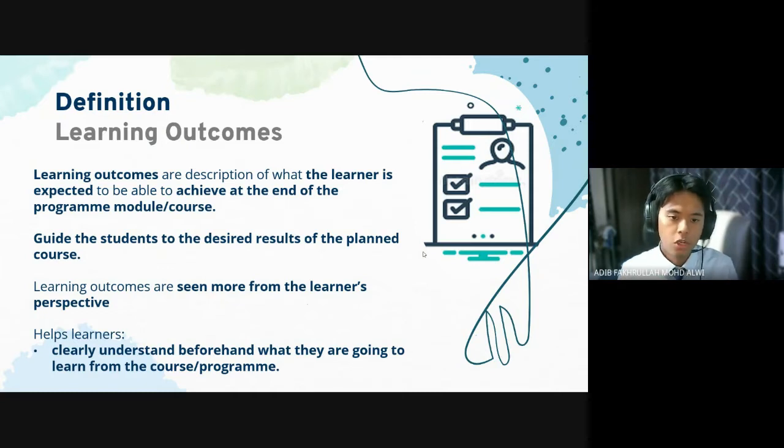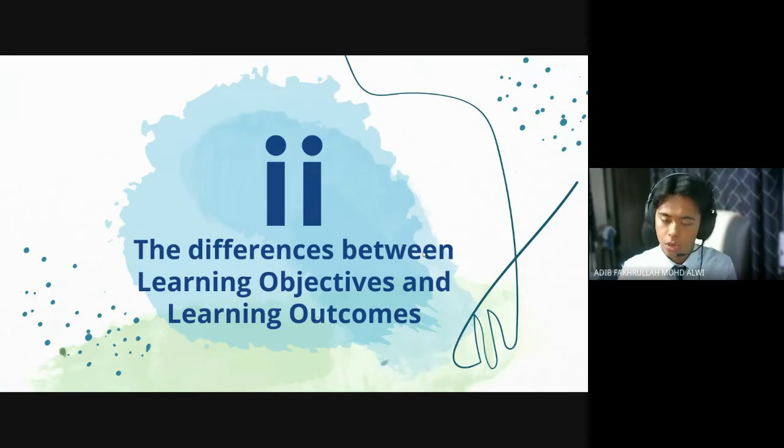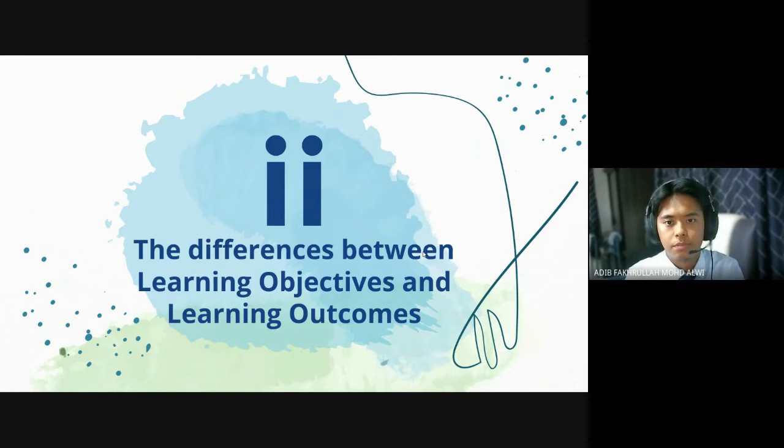Okay, so we have known the definition of the learning objective and learning outcomes. Now we need to know the difference between them. So it is important to differentiate between these terms because the two are closely related and they are sometimes used interchangeably, which can cause confusion. Okay, now let's take a look.